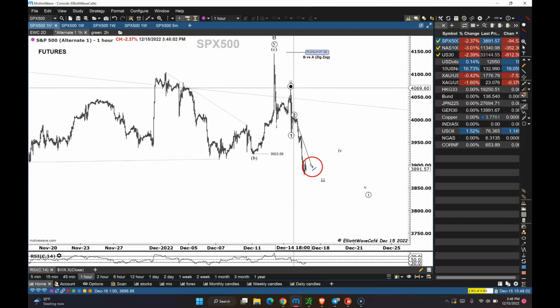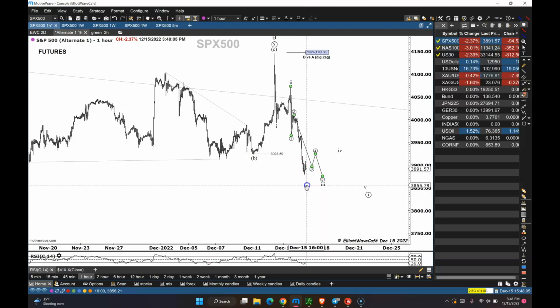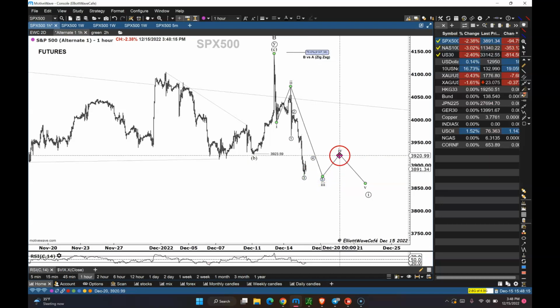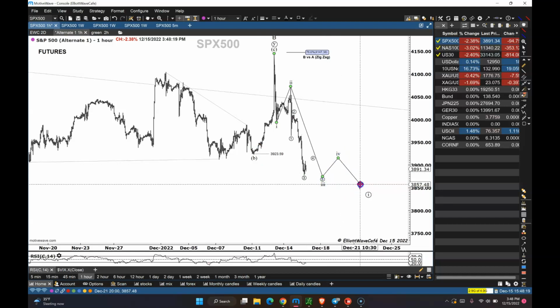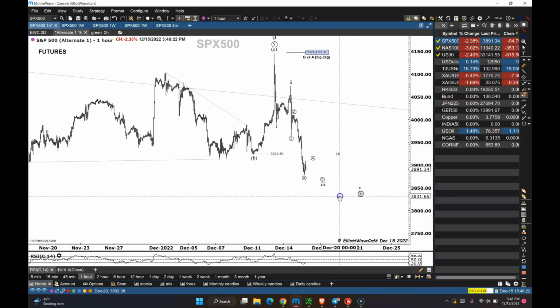So you get a 4 here and another 5 to complete this third. If this is done here, then you're doing a small fourth, one more push in 3 and fifth of 3, then another 4, maybe back to this resistance, then another 5, and that completes wave 1. So that's kind of what I'm looking for in here.